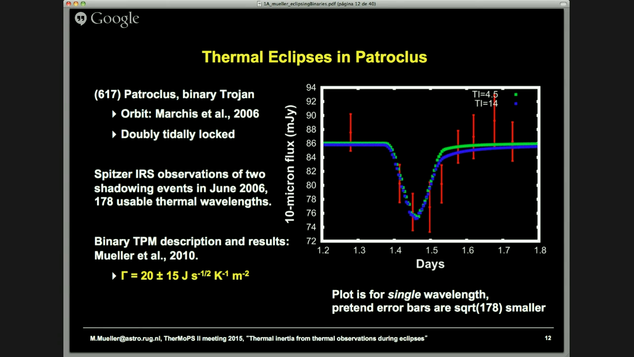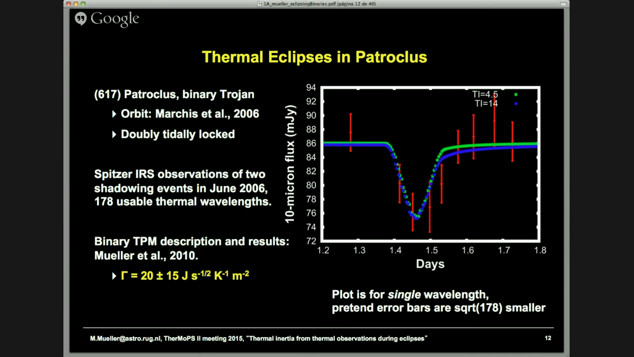And so here, these error bars are only for one wavelength. That plot, really, I got the statistics of these error bars downsized by square root of 178. So it's not as bad as it looks. And really what it is, we got two events. Patroclus is nice in that the two components are roughly equal size. So this thing casts a shadow on that, and then half a rotation period later, it's the other way around. Those effects are similar in size. It's nice. And I got thermal inertias out of it. And I don't really want to talk too much about the details there because this is 5 years ago. And you can read it up in the paper.